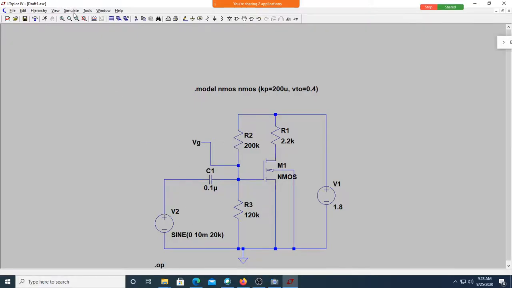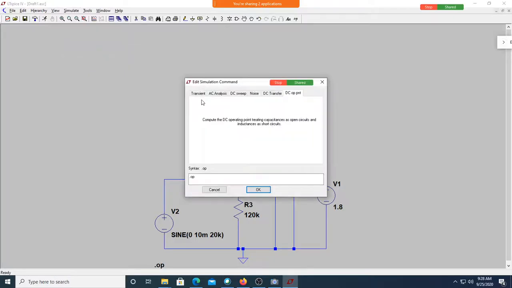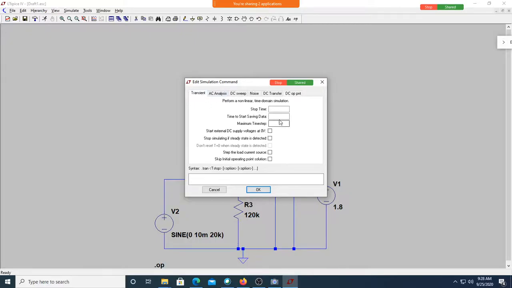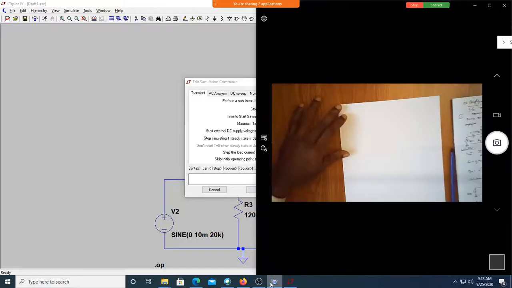Which simulation command do I have to use out of these? Shall I use AC sweep, DC sweep, transient? Which one? AC sweep, sir. AC sweep is meant for which one? Transient, sir. Okay. What should be the stop time if you want to see 5 cycles?